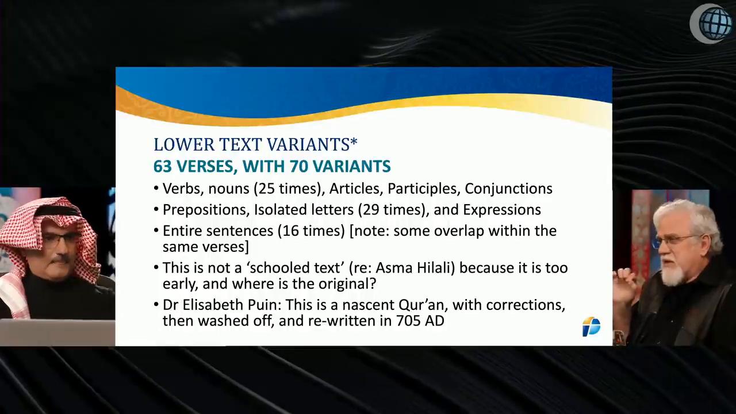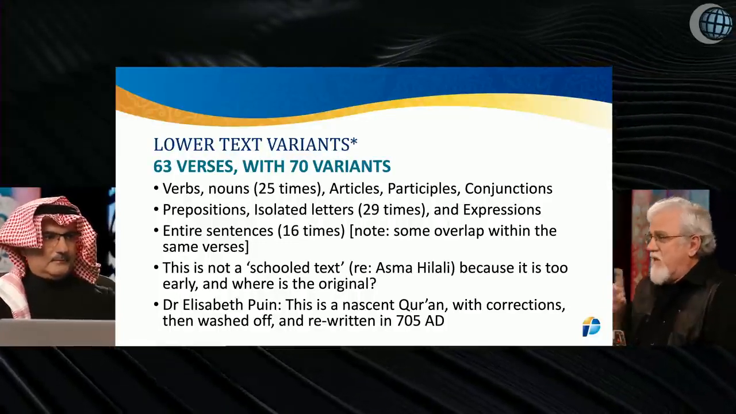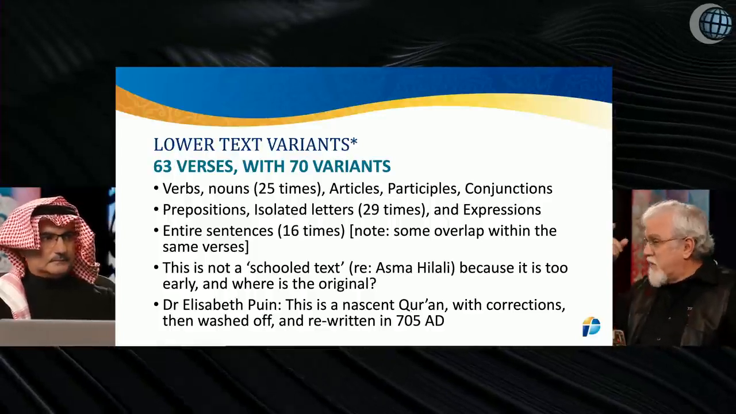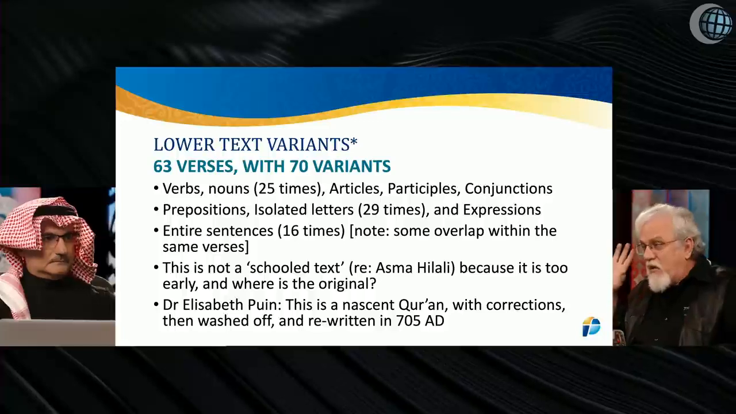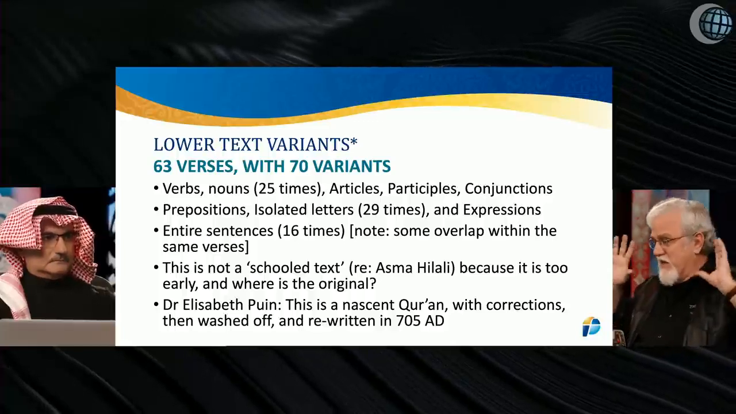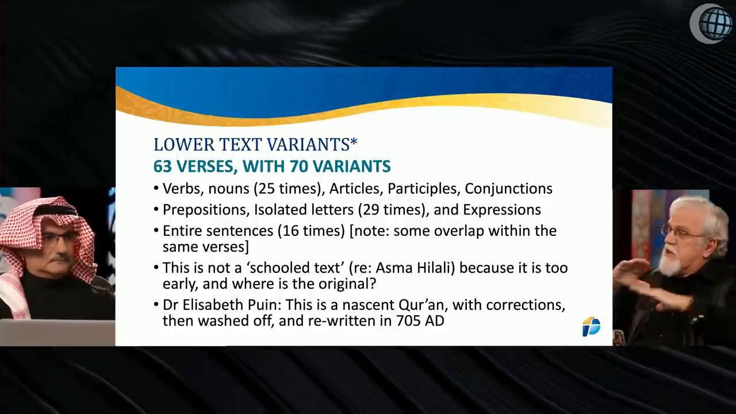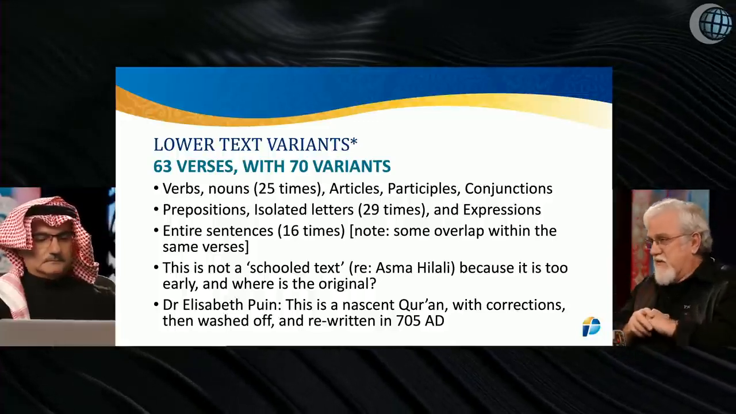However, amongst those 63 verses are 70 variants. That means variants with the upper text, not with the Quran we have today, because even the upper text doesn't necessarily agree with the Quran we have today. Just between the two layers, we have 70 variants.